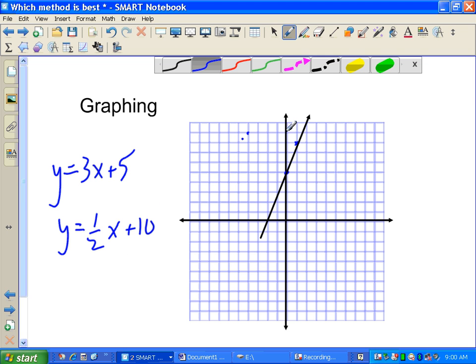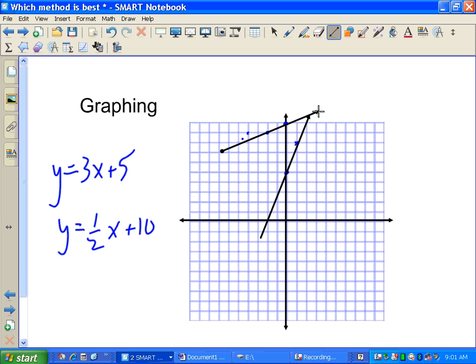And start at 10: 1, 2, 3, 4, 5, 6. No, wait. 1, 2, 3, 4, 5. There we go. 6, 7, 8, 9, 10. Okay. Now if we do a half, well, it's going to be way over there. So, let's see what happens here. If I do a half, I'm going to go up 1 and over 2. So I guess I'm going to have to go down 1 and back 2. That makes some sense.